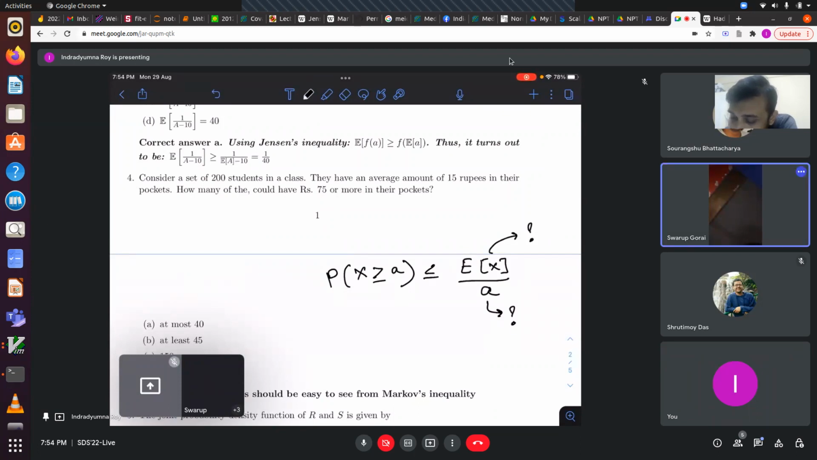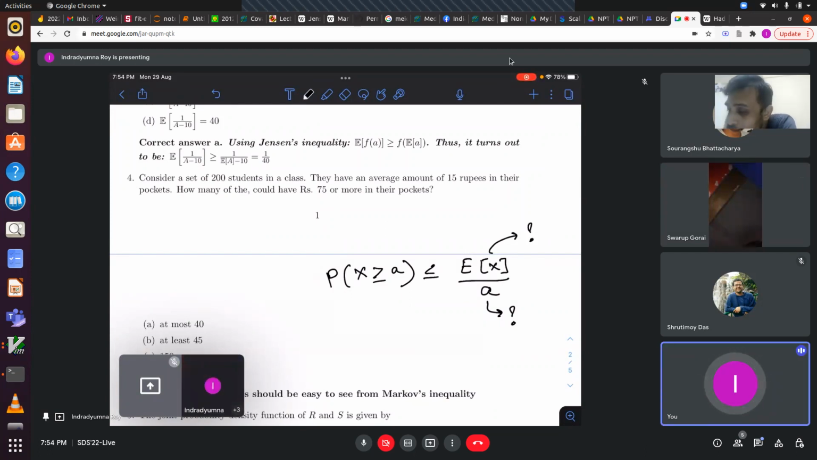Average amount is average amount of 15. They have an average amount of 15 rupees in their pocket. 15 into 200, in 3,000 rupees total. Yes, that is possible. That is certainly possible. But okay, so what is this 15? What do you understand when they say that they have an average amount of 15 rupees in their pockets?